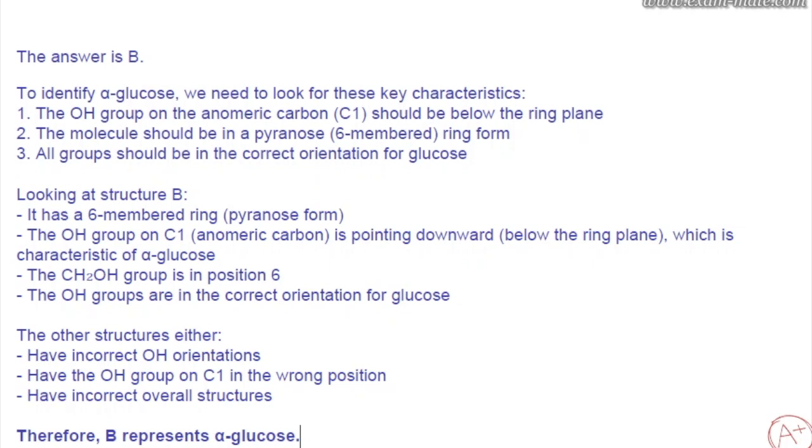Looking at structure B, it has a 6-membered ring, pyranose form. The OH group on C1, the anomeric carbon, is pointing downward, below the ring plane, which is characteristic of alpha-glucose. The CH2OH group is in position 6. The OH groups are in the correct orientation for glucose. The other structures either have incorrect OH orientations, have the OH group on C1 in the wrong position, or have incorrect overall structures. Therefore, B represents alpha-glucose.